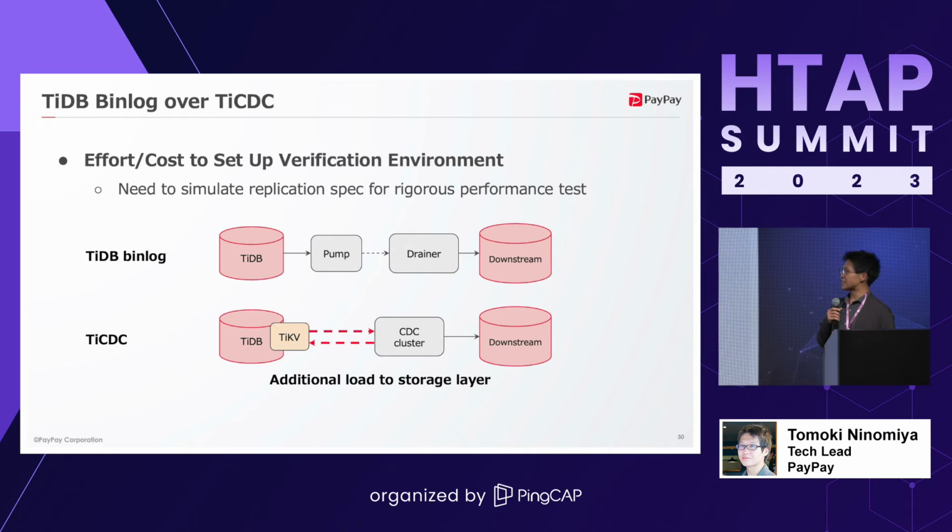And considering the operation, for a performance test with a naive one, we can just run it. But considering the TiCDC design, we need to make sure what's going to happen in each case. Let's say we start replication from the last date, or we stop replication and resume it, or things like that. So to run a rigorous performance test, the problem is the effort and cost to set up a verification environment.